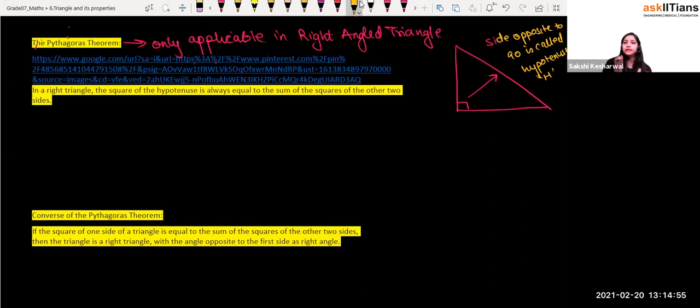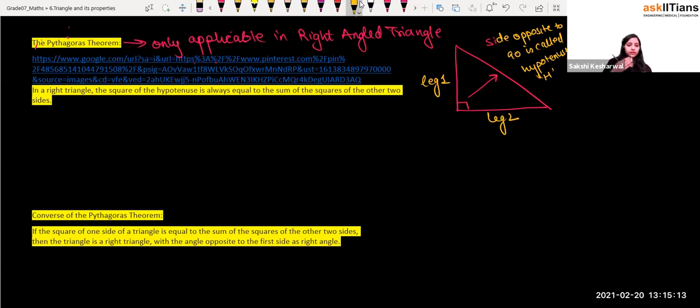Hypotenuse is always the side that is opposite to the 90 degree angle. So what can we call this? Leg 1. And this is said to be what? Leg 2, right? Now, Pythagoras was a Greek mathematician, and he worked on it and saw this.